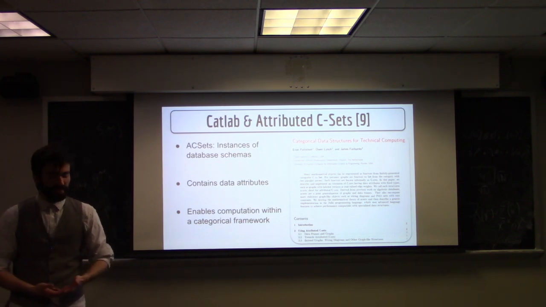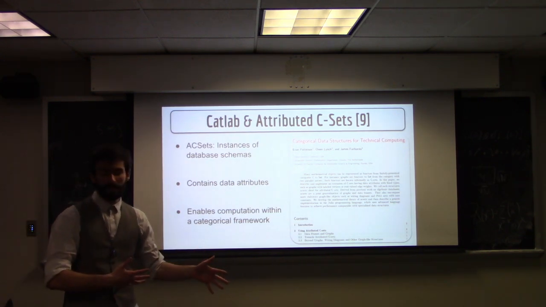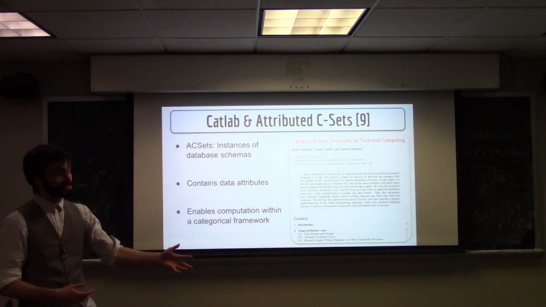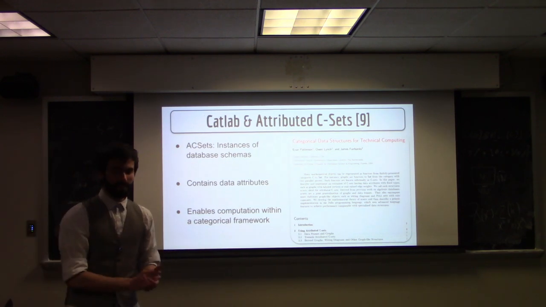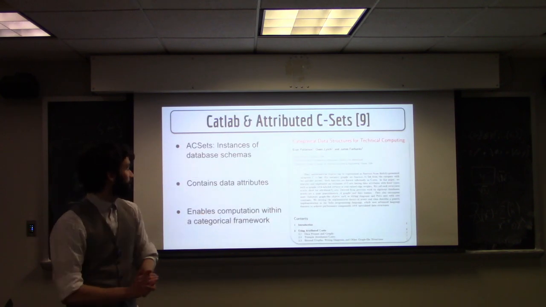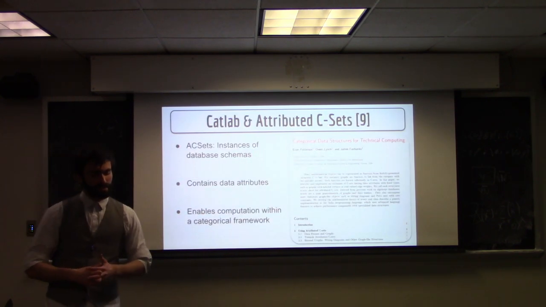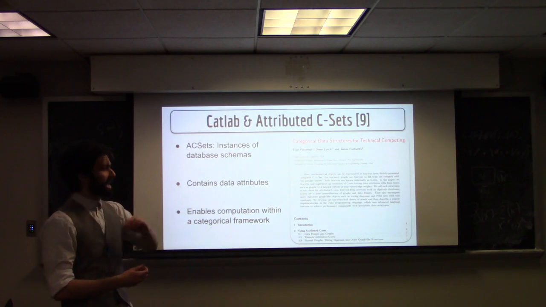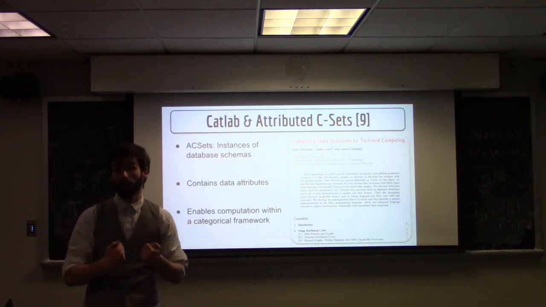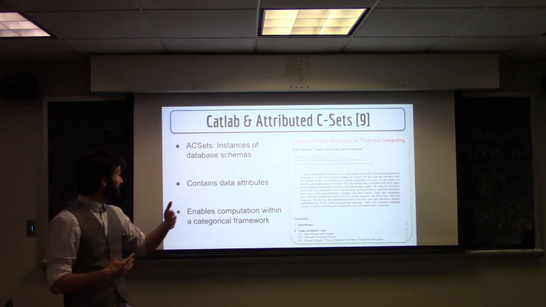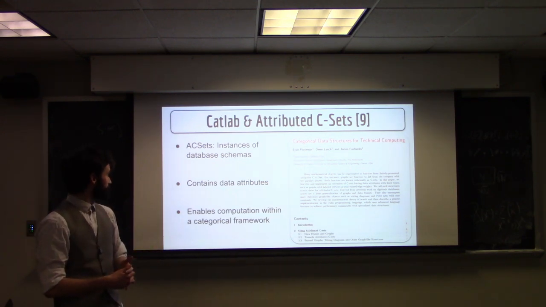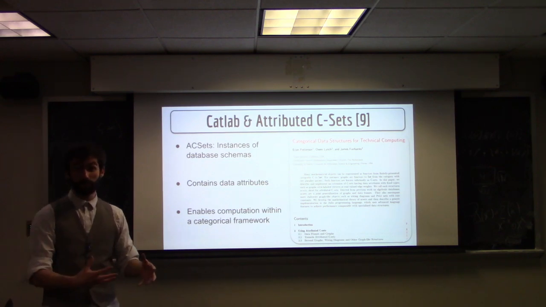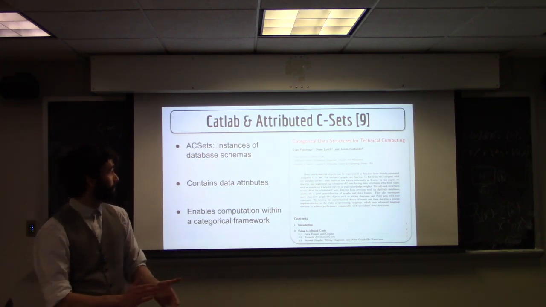Attributed C-sets, understood in the language of CatLab, are, generally put, instances of database schemas. If we go back to our earlier example of how we understood the employees and departments tables, attributes actually contain that data or information that we want to be encoding within our tables. Again, attributes contain a variety of data, and in my opinion, enable a wide variety of computation within this categorical framework that has given rise to various applications within compositional public health.